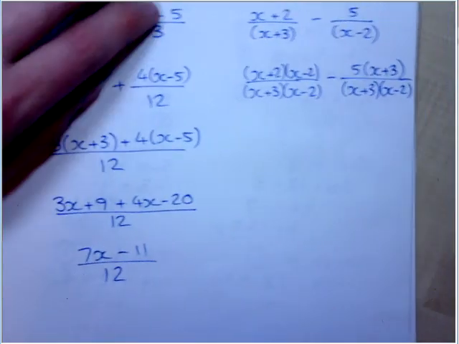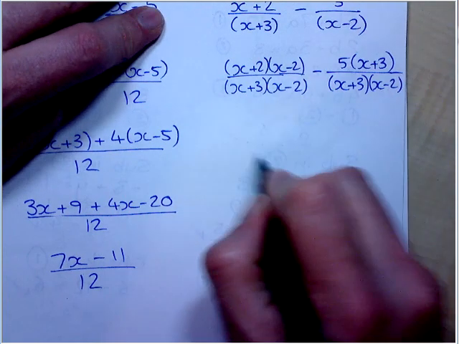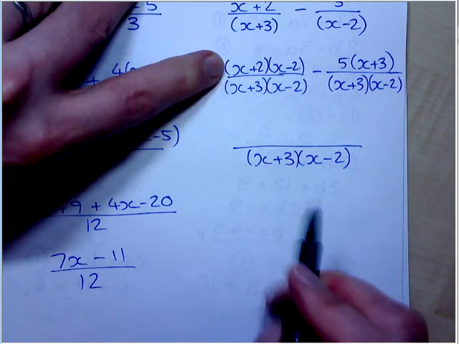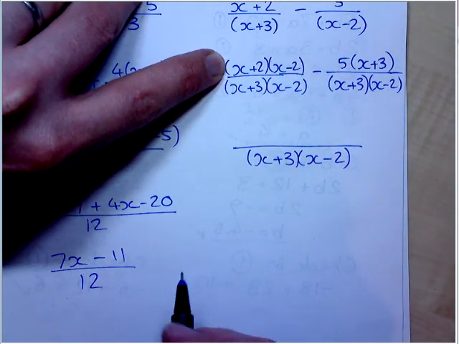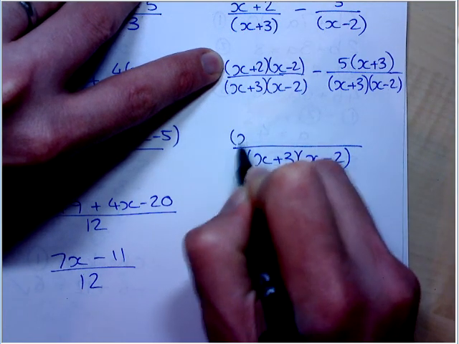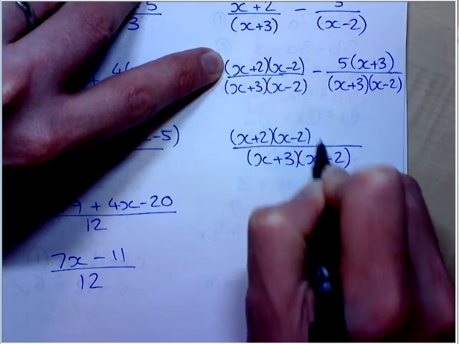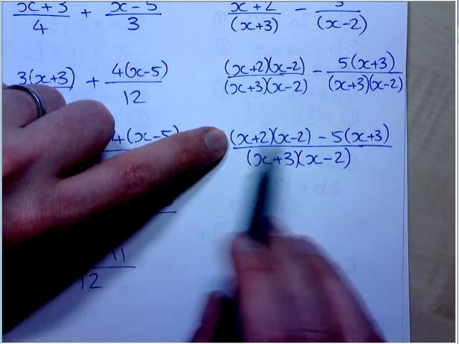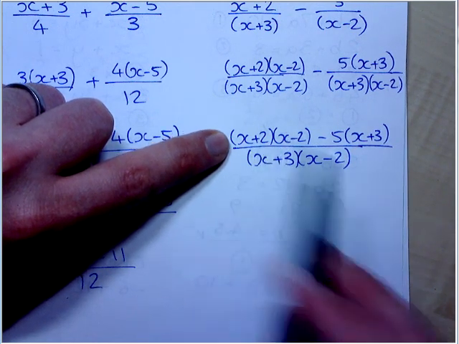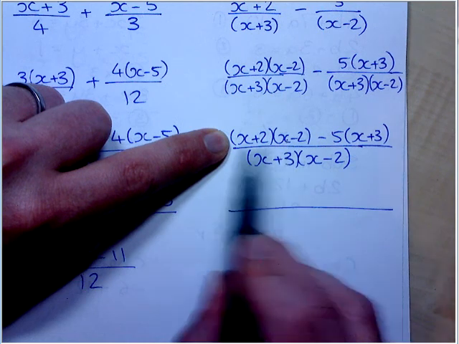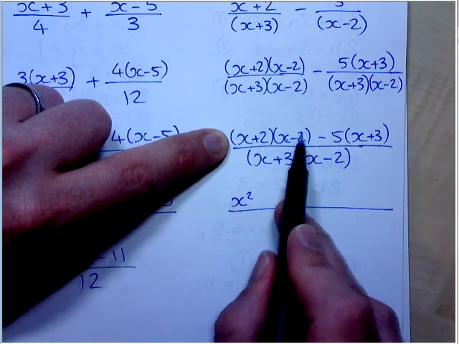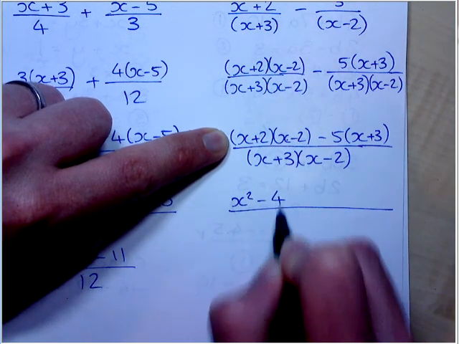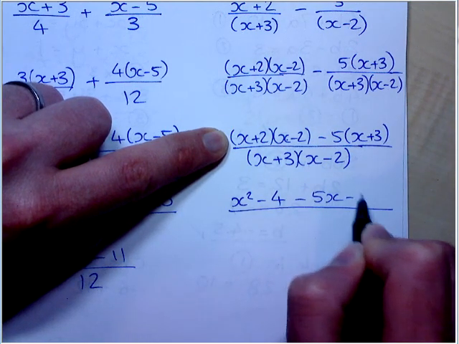Alright, so the bottoms are the same, so we can go ahead and merge those. So x plus 3, x minus 2, and I'll just write it like I did before. I don't want to change things for you. So I know this is the difference between 2 squares. If you don't, just take your time with it. That's x squared minus 2x and plus 2x, it's disappeared, and minus 4. Minus a 5x minus a 15.